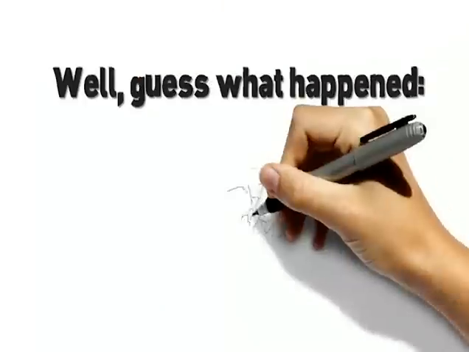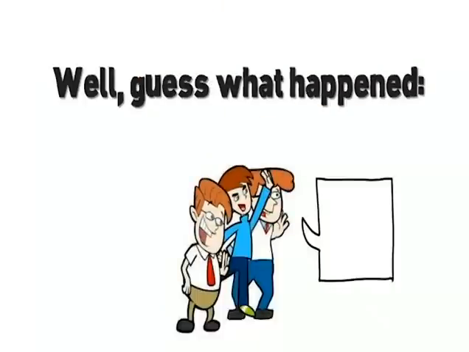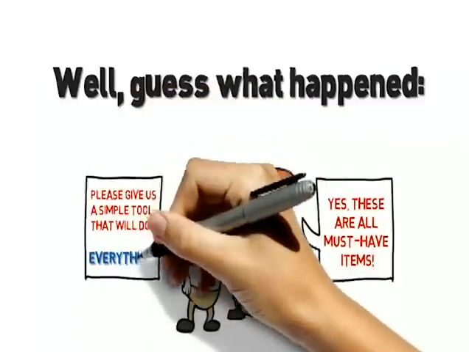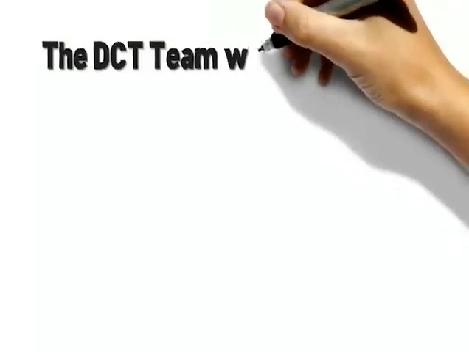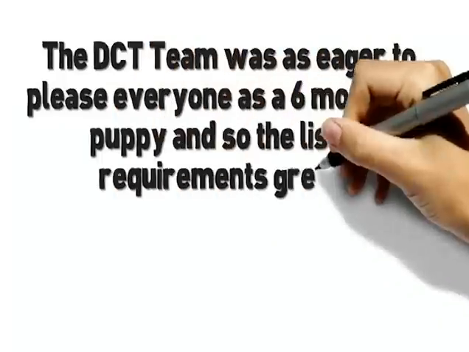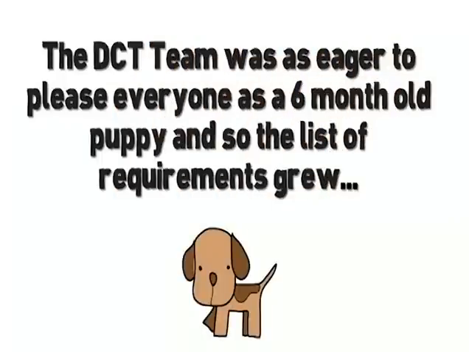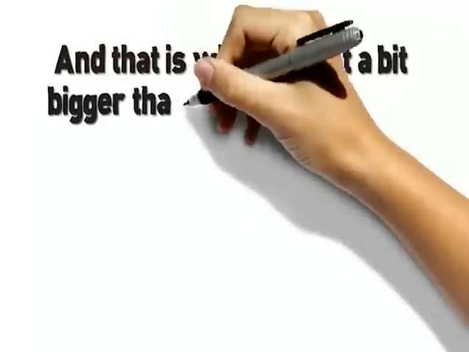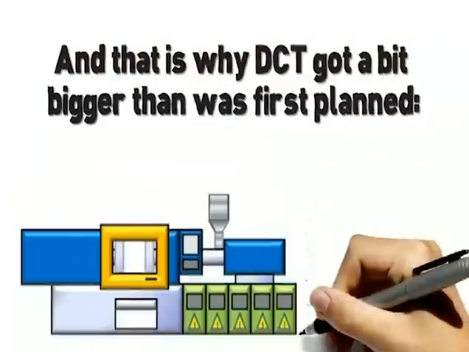Well, guess what happened? Everyone said something like, please give us a simple tool that will do this, that, the other thing. Oh, and yes, that of course. And we must be able to do this naturally. And no, we cannot deploy without this crucial feature. You get the picture. The DCT team was as eager to please everyone as a 6-month-old puppy, and so the list of requirements grew. And that is why DCT got a bit bigger than was first planned.